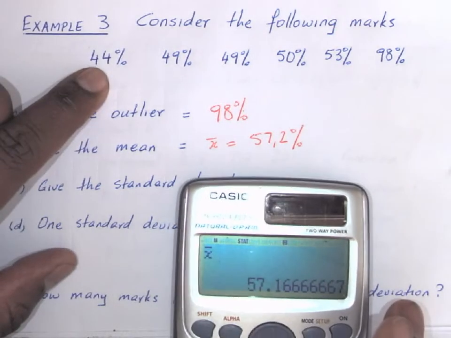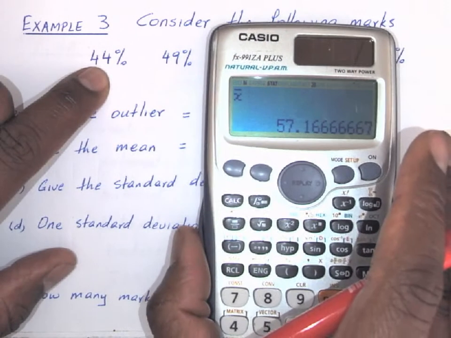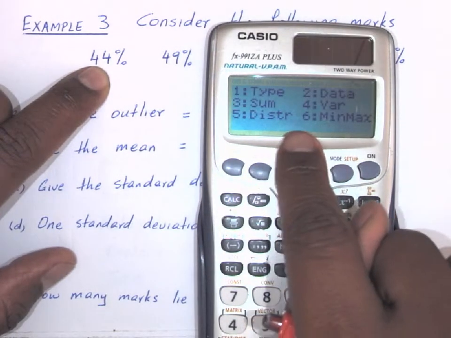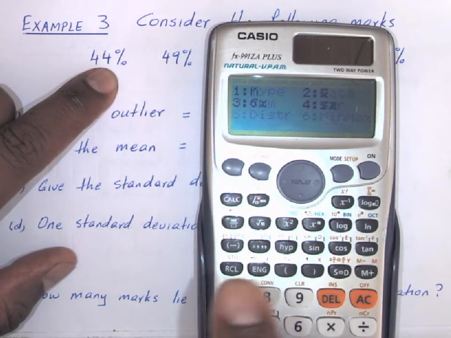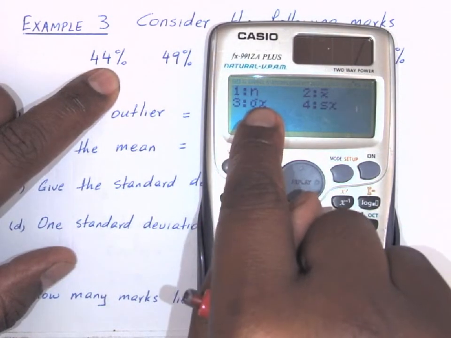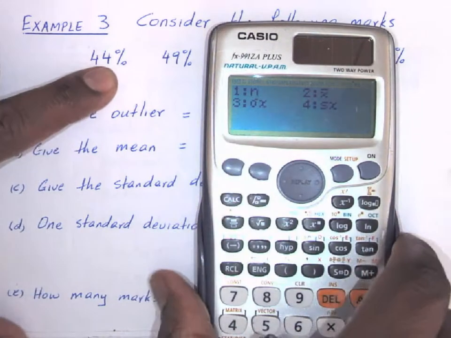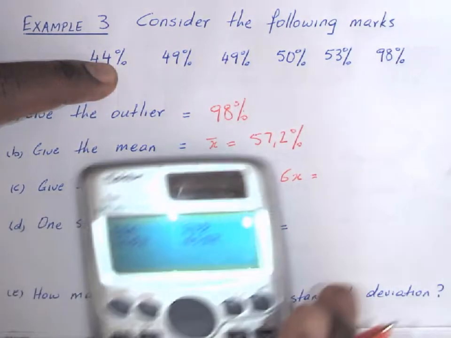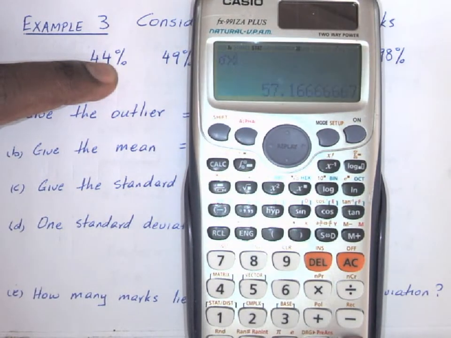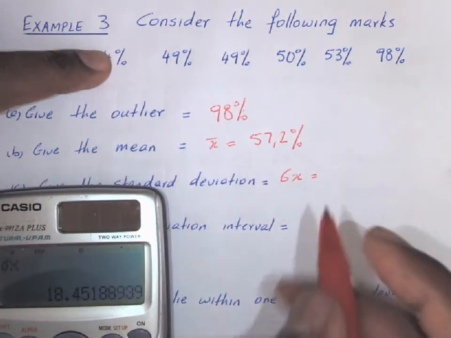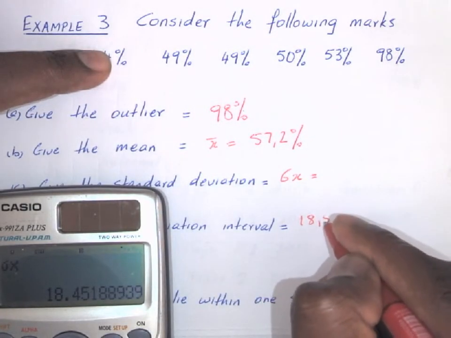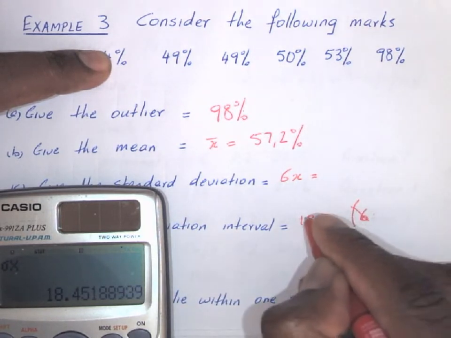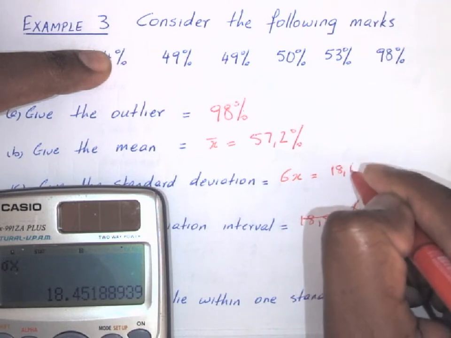Then the next one asks what is the standard deviation. Remember that I still have the data in the calculator. I can go shift again, then stats, then variance, which is number 4. Then the standard deviation is the symbol that looks like a sigma with an x, on number 3, and the answer is 18,5. So my answer is 18,5. Note that in the calculator it looks like it could be 18,6.